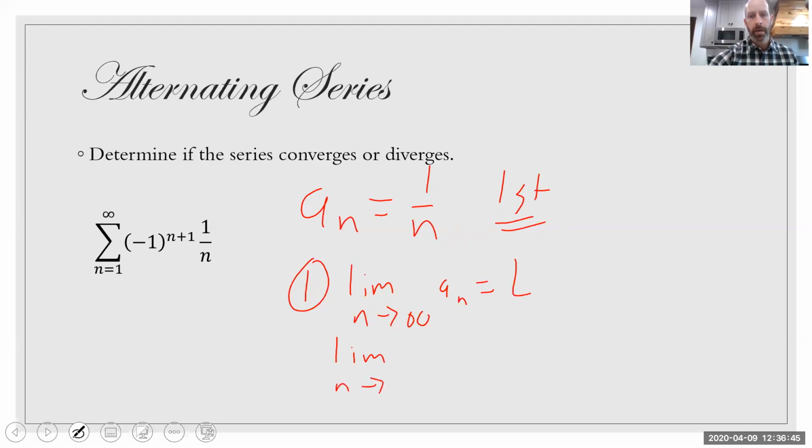As n goes to infinity. I'm sorry, that is not quite correct. I said that incorrectly. This limit has to go to 0. You're probably going to correct me on that.